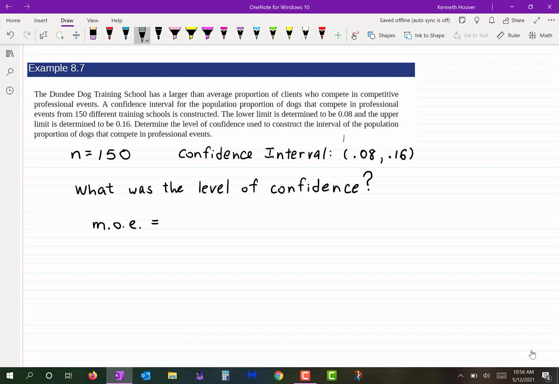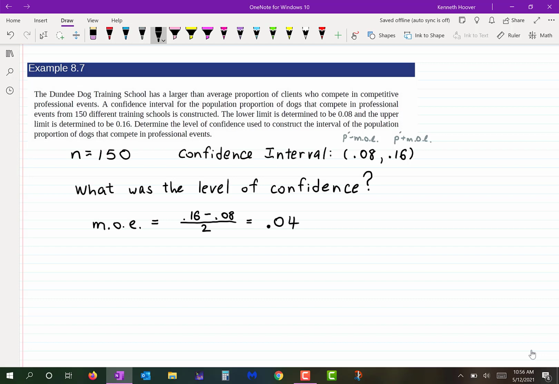Okay, let me remind you of something. This is P prime minus the margin of error, and this number is P prime plus the margin of error. So then the margin of error is half of the distance between those two numbers, right? In other words, 0.16 minus 0.08 divided by 2, that's the margin of error. Okay, and that comes out to be 0.04.